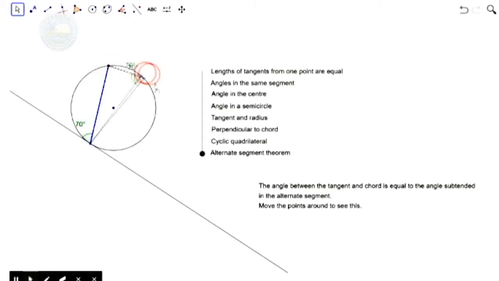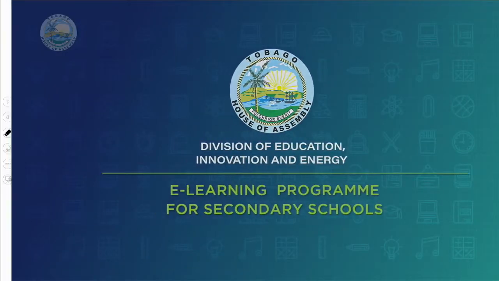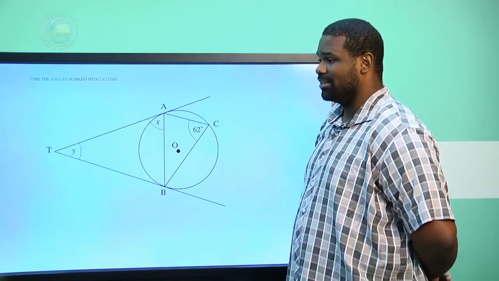But if it's the alternate segment, then the angles are going to be equal. If it's the same segment, the angles are going to be supplementary. But if it's the alternate segment, the angles are going to be equal. So let's apply these two rules in this diagram.